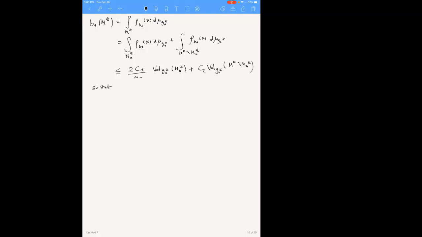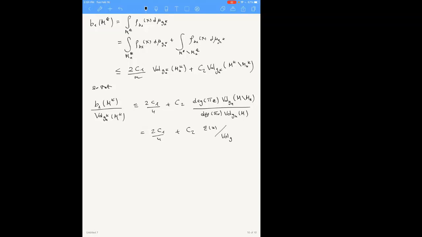Okay, so that if I take the normalized Betti number, so if I take b_1 and I divide it by the volume, what do I get? Well, I get 2C_1 divided by n plus C_2. Now, these are Riemannian covers, so that volume is nothing else than the degree of the cover times the volume with respect to g_n of M minus M_n, which we know is small. And then I divide by the degree of π_k times the volume of g_n of M. So in other words, this is 2C_1 divided by n plus C_2 epsilon(n) divided by the volume of g_n of M. But now, as n goes to infinity, the volume of g_n of M is converging to twice the hyperbolic volume of the hyperbolic pieces.